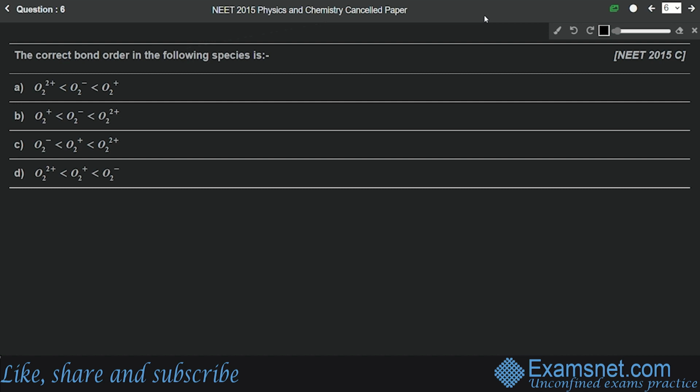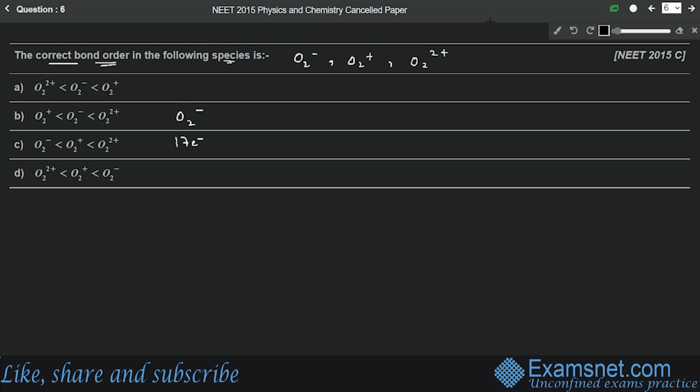Question number 6 is from the chapter Chemical Bonding and Molecular Structure, and the question is the correct bond order in the following species is. Here we have three different species: O2 minus, O2 plus, and O2 2 plus, right? So let's check the bond order one by one. First, we'll start with the negative one, O2 minus. Now we know that O2 has 16 electrons. So the minus sign means one more is added. So O2 minus will have 17 electrons.